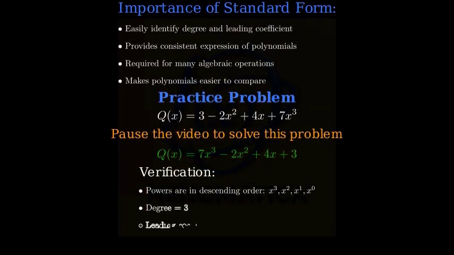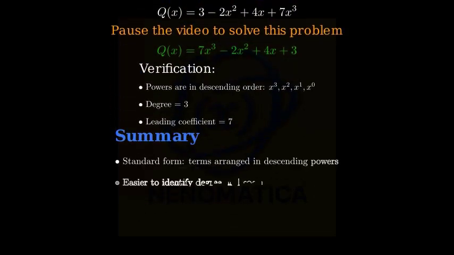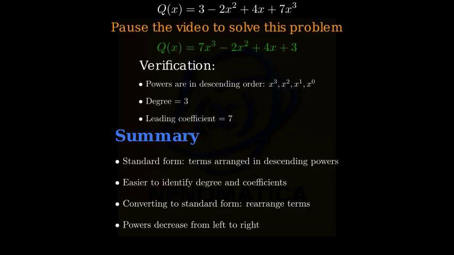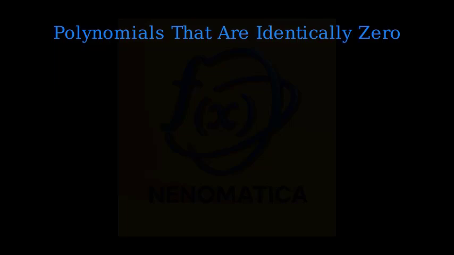Let's verify. We've arranged the terms in descending powers of x, starting with x cubed, then x squared, then x to the 1st power, and finally the constant term. To summarize what we've learned today, a polynomial is in standard form when its terms are arranged in descending powers of the variable. This form makes it easier to identify the degree and coefficients of the polynomial. Remember, to convert a polynomial to standard form, simply rearrange the terms so that the powers of the variable decrease from left to right.